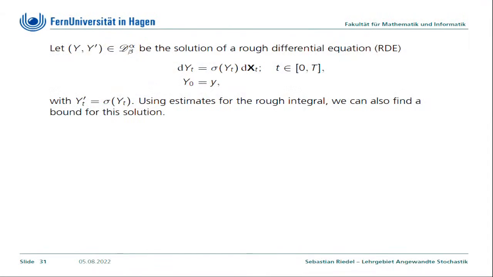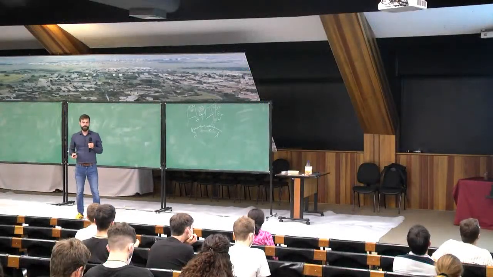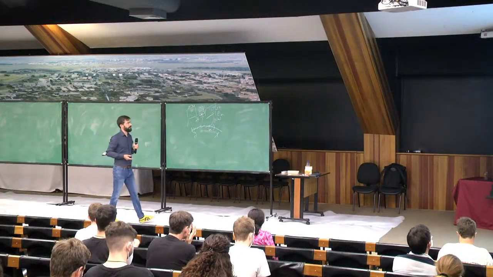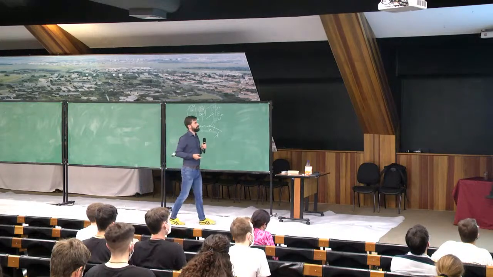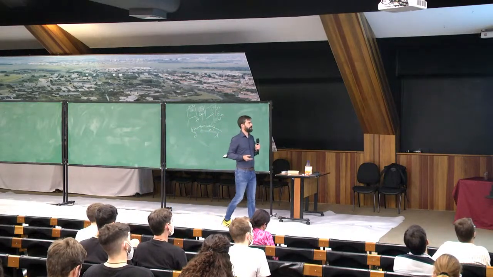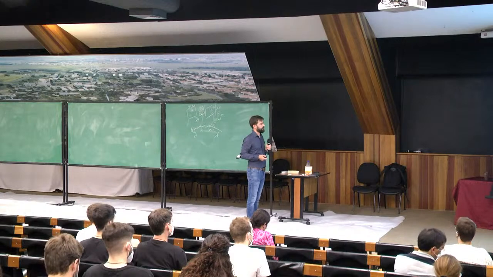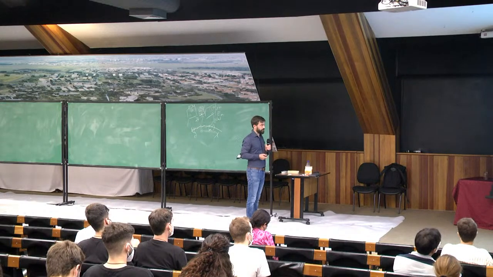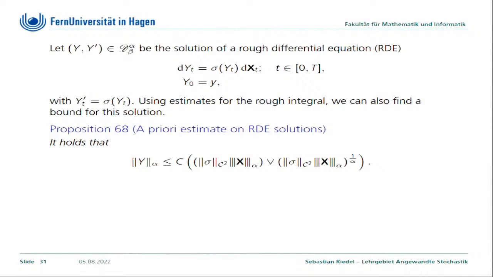Okay. So now there are two other important results I just want to state. I don't want to prove them, but I want to state them because they're important when you work with these things. There's also a bound for a solution to a rough differential equation. And this is an a priori bound, so you don't need to know already that there is a unique solution. You just assume that if there is any solution, then it has a certain bound.